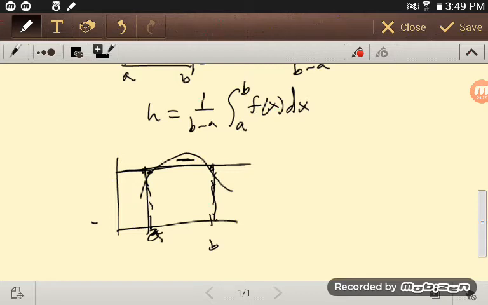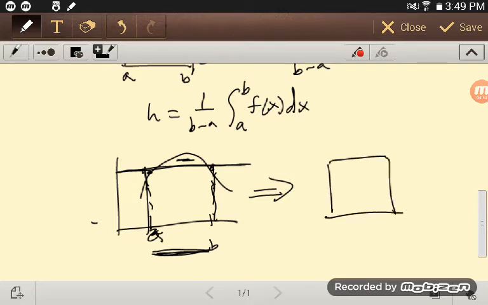Okay, so that's the average value of f. It's just the area under f here divided by the width of the interval you're doing it on. And again, all you've done is say, I want to come up with a rectangle that has that same width and that same area. So that area.